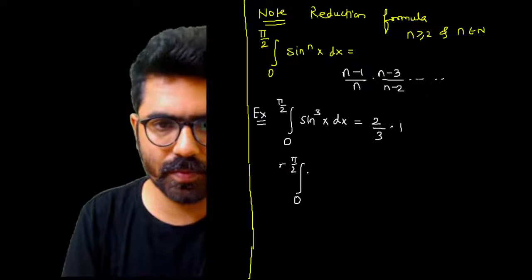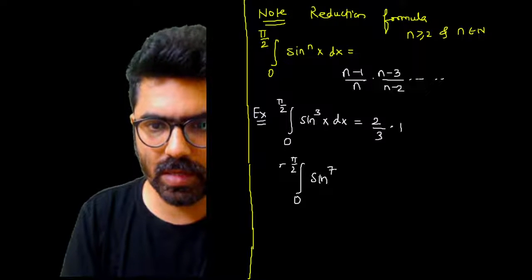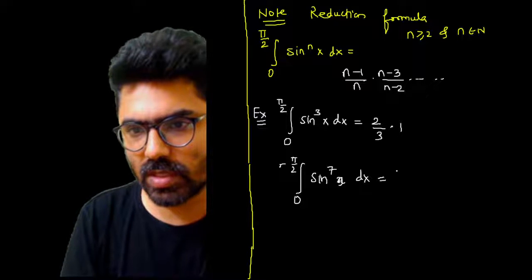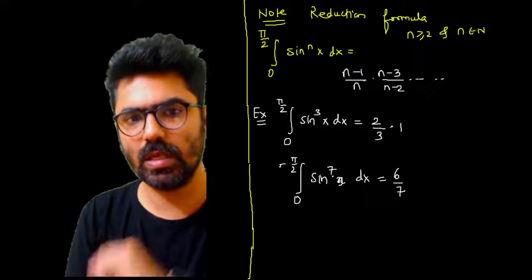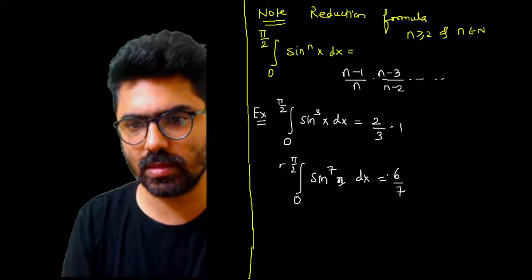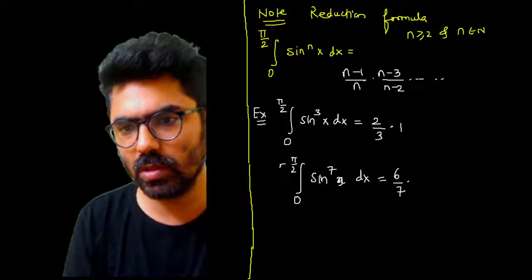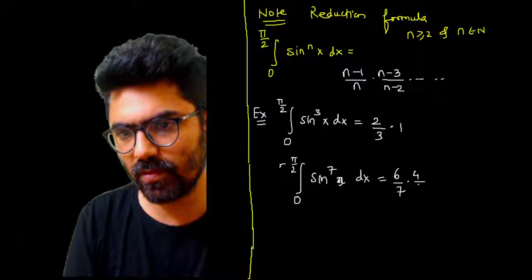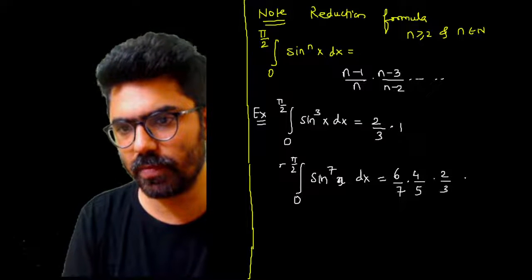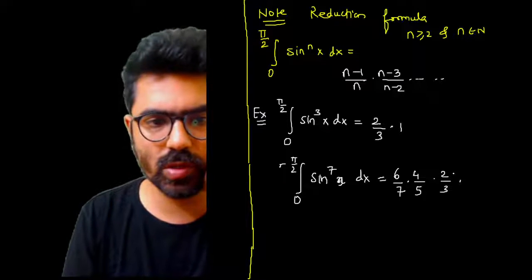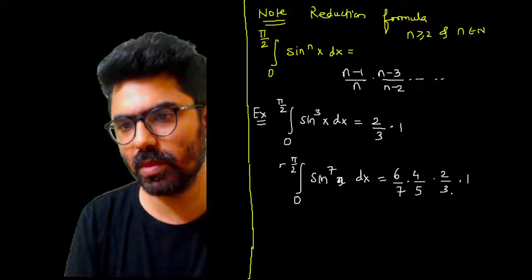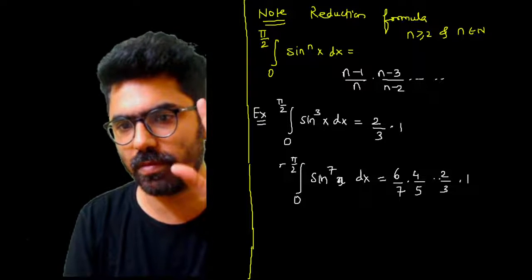Let me take one more example. The integral from 0 to pi by 2 of sine power 7x dx. You start with one number less than 7, like 6 upon 7. Now you reduce 2 from each. 6 minus 2 is how much? 4. 7 minus 2 is 5. Again reduce 2 and you get 2 and 3. Now if you reduce 2 again, it will become 0, so no need to reduce from here. That's it. In the end, after 2 by 3, write 1.